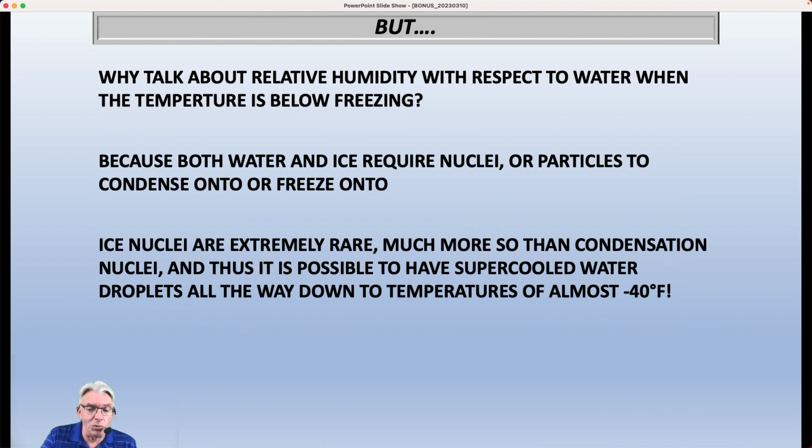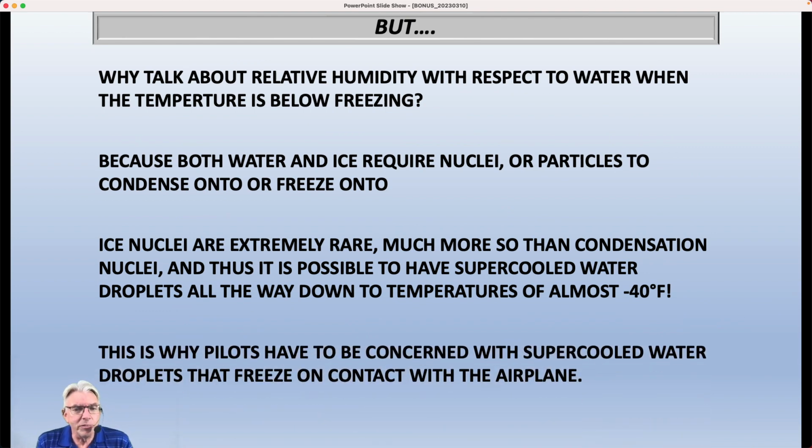Not quite, but almost. And this is why pilots have to be concerned with supercooled water droplets that freeze on contact with the airplane. And so the shape of the wings that helps the airplane maintain its altitude, if ice starts to form on those wings, then you've got serious problems because now the shape of the wings is no longer what it was before, and so the pilot has to adjust for that. So that's why there are these de-icing procedures that go on all the time to make sure that the airplanes don't encounter difficulty when they encounter these supercooled water droplets when they get up to very, very high elevations.